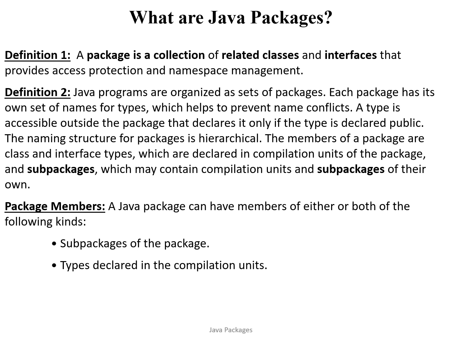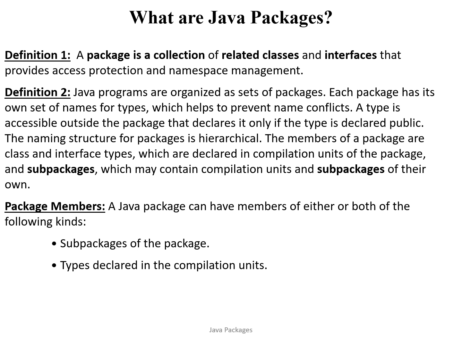And another definition: Java programs are organized as a set of packages. Each package has its own set of names of types, which helps to prevent name conflicts. The type is accessible outside the package that declares it only if the type is declared as public. The naming structure of a package is hierarchical.